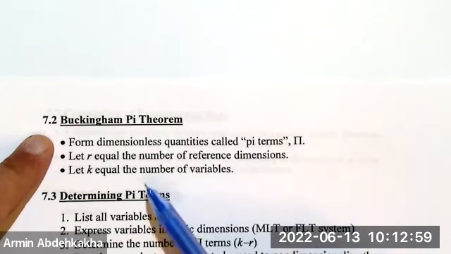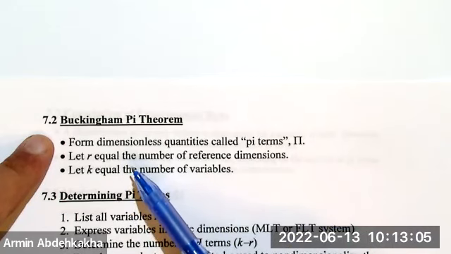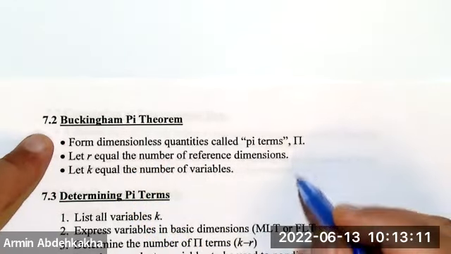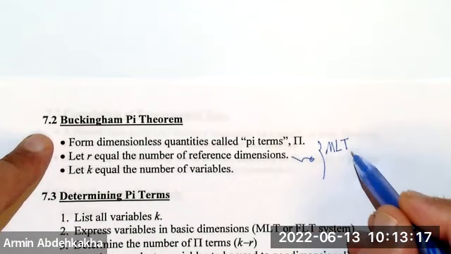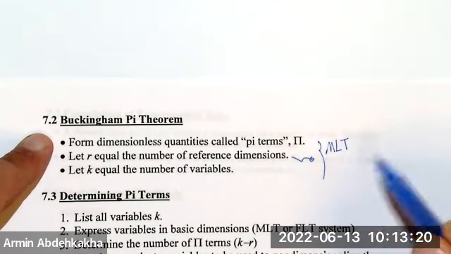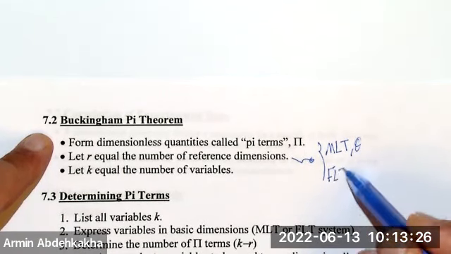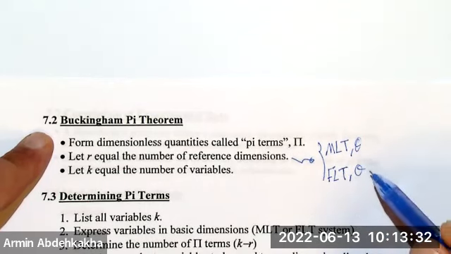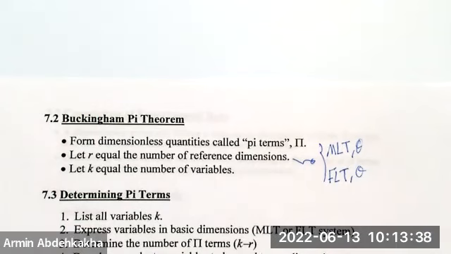For example, you have R reference dimensions, right? Reference dimensions are like MLT. If you are in MLT, it would be mass, length, and time, plus could be temperature, right? And if you are in FLT, you have force, length, and time, and plus temperature if needed. These are your reference dimensions, right? Absolutely, any parameter in fluid mechanics is related to time. Okay, time would be one.